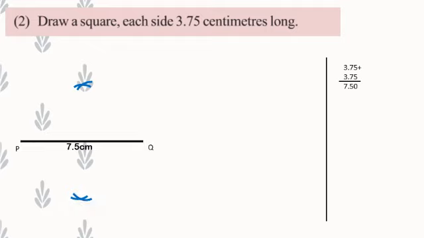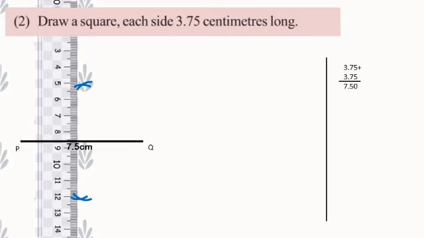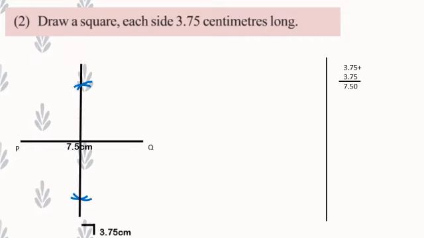Now we get two intersecting points. By using a ruler, draw a line between the points where the arcs intersect. Now we get the perpendicular bisector of the line PQ, that is passing through the exact midpoint of the line of 7.5 centimeters length. That means both sides are 3.75 centimeters length.